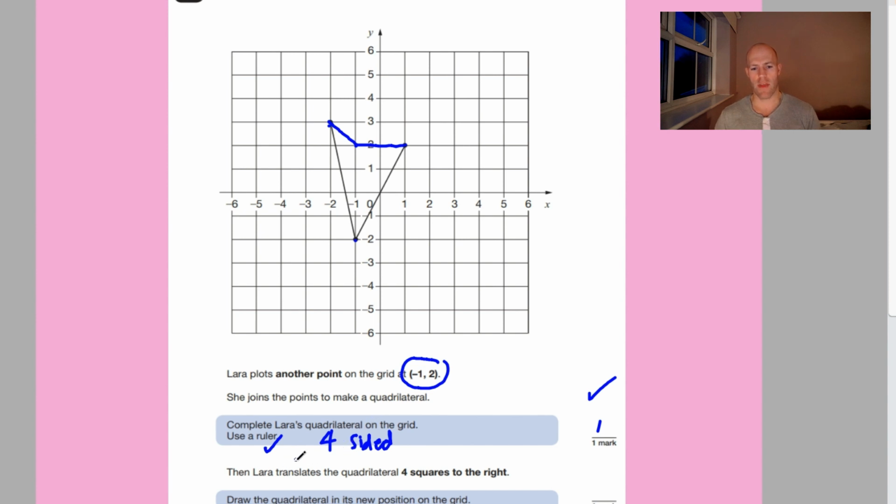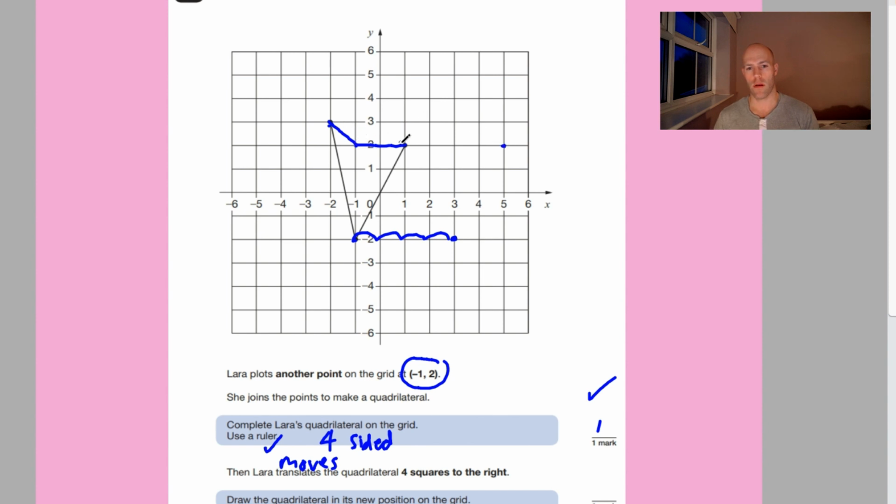It says Lara then moves the quadrilateral 4 squares to the right, and then draw it on the grid. So you go to each individual dot, each individual point, and move it 4 squares to the right, including on the axis. So 1, 2, 3, 4. And would I draw those jumps on the page? Yeah, I probably would. And then 1, 2, 3, 4.